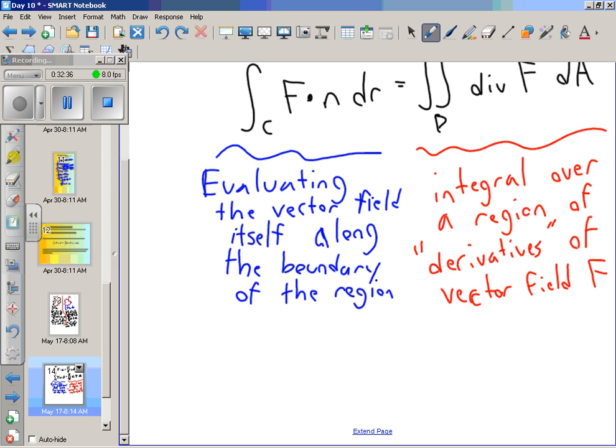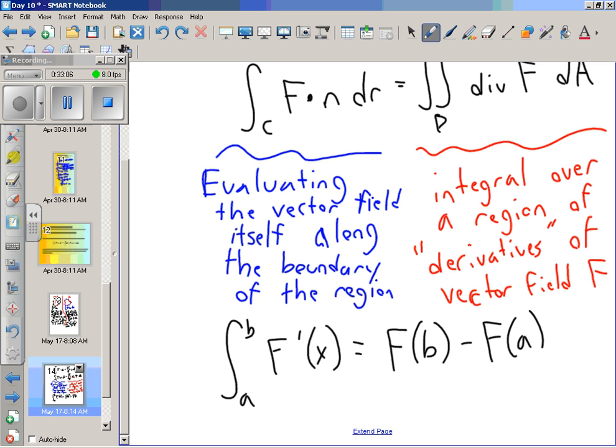Okay, and so think back to the fundamental theorem of calculus. The fundamental theorem of calculus says that the integral over an entire interval, which is like a one-dimensional region, the integral over that whole region of the derivative of a function is exactly equal to evaluating just that function at the boundary of that region. Okay, so this is the one-dimensional, very most basic case, and now we've extended it into two higher dimensions, or two higher level versions of the same thing.